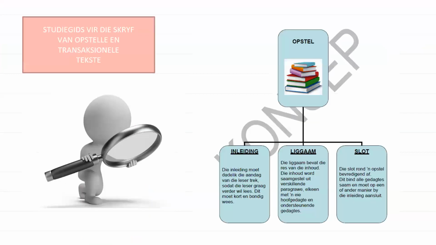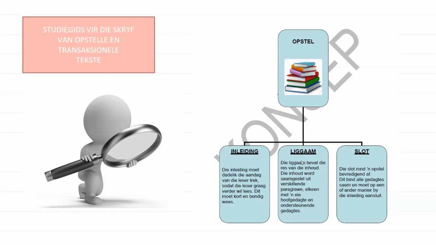Okay, so then we are going on. I got this study guide provided to us by the government on the internet, and they had a summary in here. You'll see I took a screenshot of how an opstel should look. First of all, they didn't put a title in there, but you must learn from me, always have your own title. Then an introduction, and it's just repeating here: it must grab the attention of the reader. Kort en bondig, short and sweet.